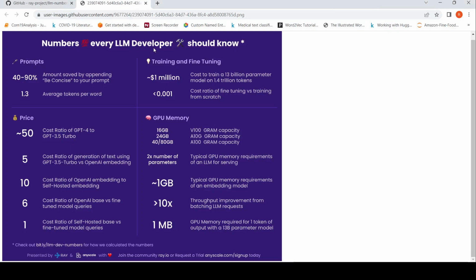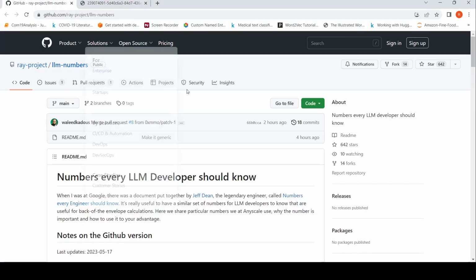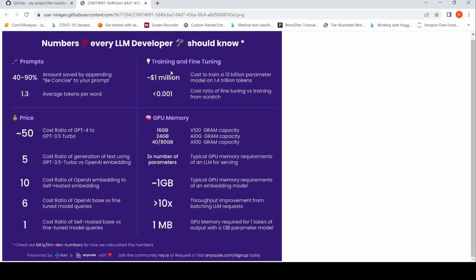Numbers every LLM developer should know. So this is a cheat sheet from the Ray project. If you want to read through this particular GitHub page, you can skip the video, or you can continue the video for my explanation over here. So here, if you look at these numbers, the first section is prompts.